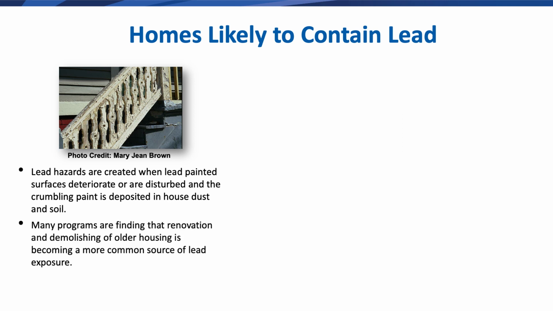Many programs are finding that renovation and demolishing old housing is becoming a more common source of lead exposure. This includes commercial buildings as well. When large commercial buildings are taken down, there's an implosion. The lead dust is spread in the neighborhoods, and blood lead levels are likely to increase. In addition, older housing is more likely to have lead water pipes that can leach lead into drinking water.